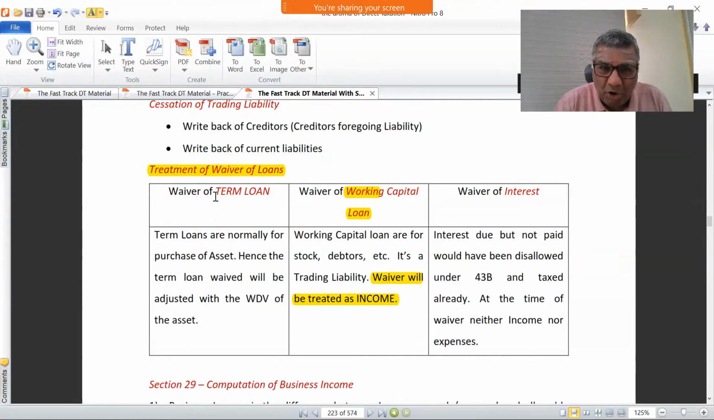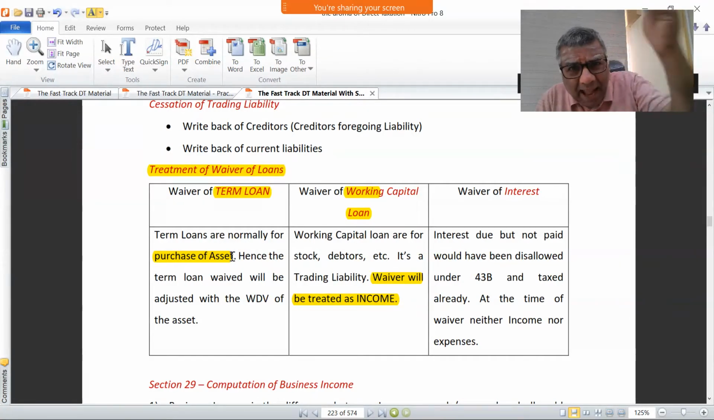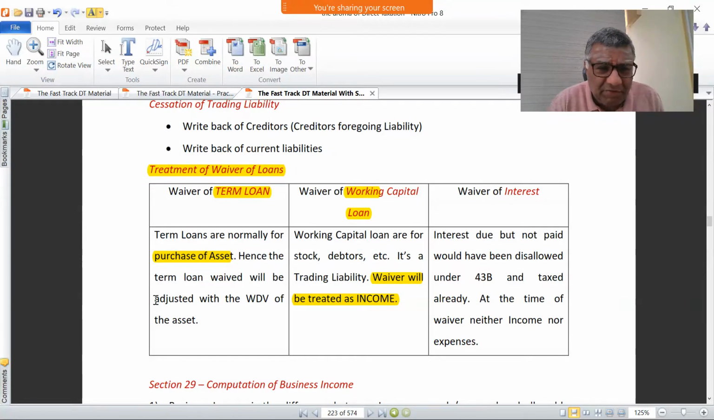Whereas term loan is for purchase of an asset. So we go back to Saurashtra Cement's case. In fact, there was a case called Steel Authority of India Limited, where they said, if I have taken a loan for purchase of an asset and the banker waives that loan, the waiver should be adjusted with the WDV of the asset, the written down value, the opening value of the asset. Once more, shall I repeat?